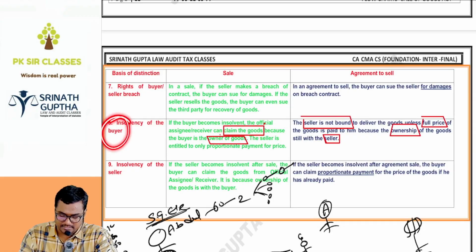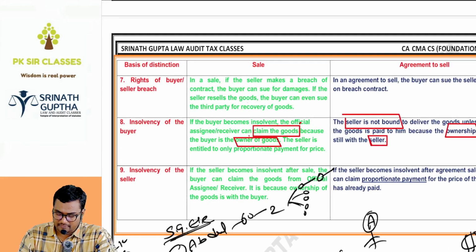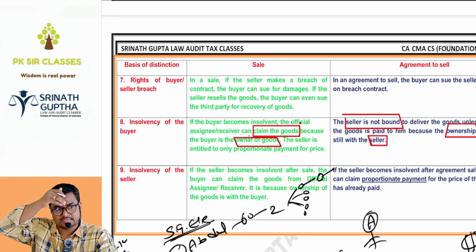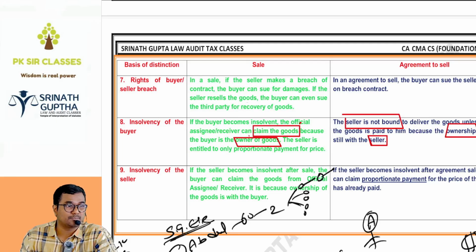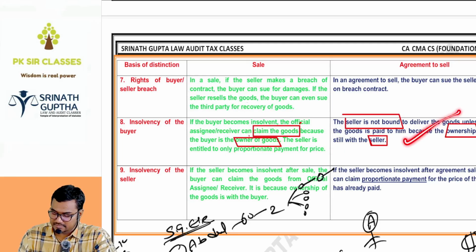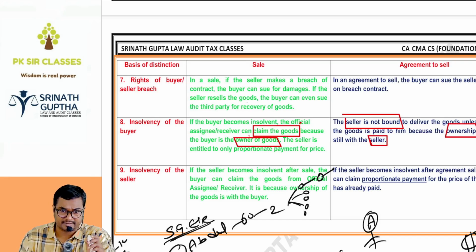If the buyer becomes insolvent, the official receiver can recover the goods from the seller, and seller can recover only a proportionate amount. That is called rateable dividend. Rateable dividend means proportionate amount. In case of agreement to sell, if buyer becomes insolvent, seller need not sell the goods to the official receiver of the buyer because ownership is not transferred.